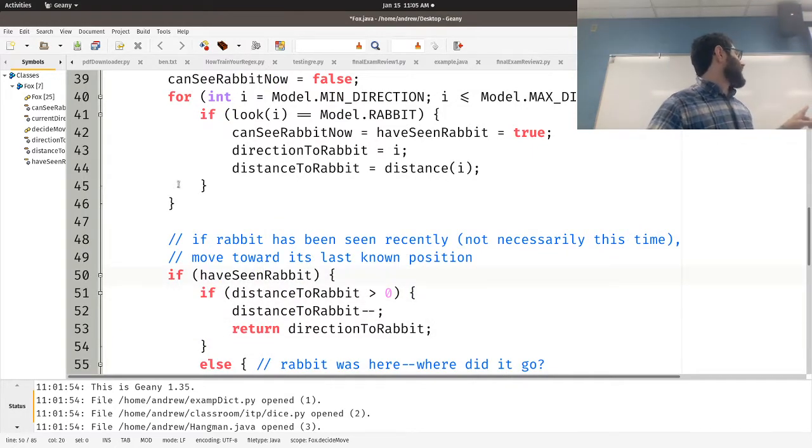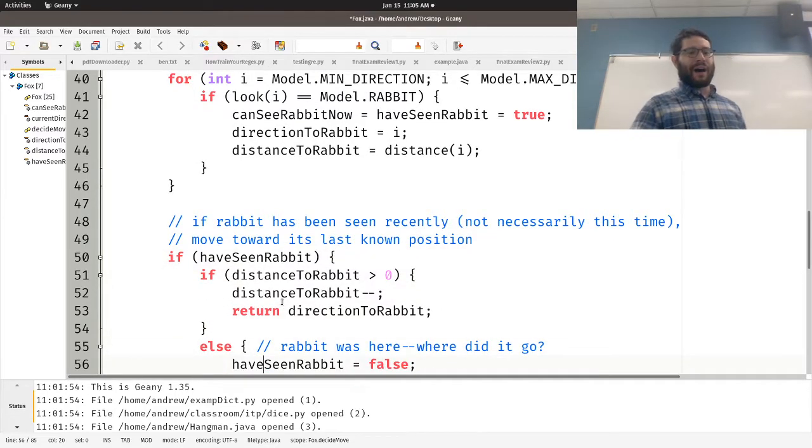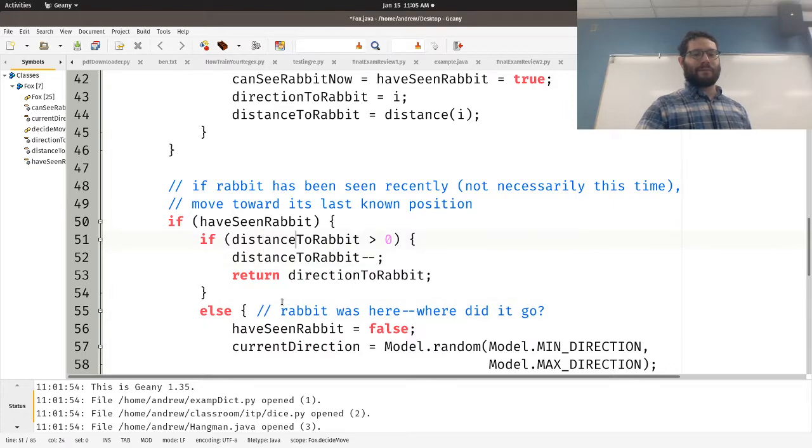Note that's have seen rabbit, not can see rabbit now. If I have seen the rabbit at some point, I'm going to move towards its last known position. If I can see it, I'm going to move directly towards it. If I can't see it, but I have at some point, I'm going to move towards where it was because it'll probably be close, right? Not in the opposite direction or something. Otherwise, if the distance to rabbit is equal to 0, I've got to the last known location of the rabbit, I can't see him. Now I'm very confused. Where did he go?